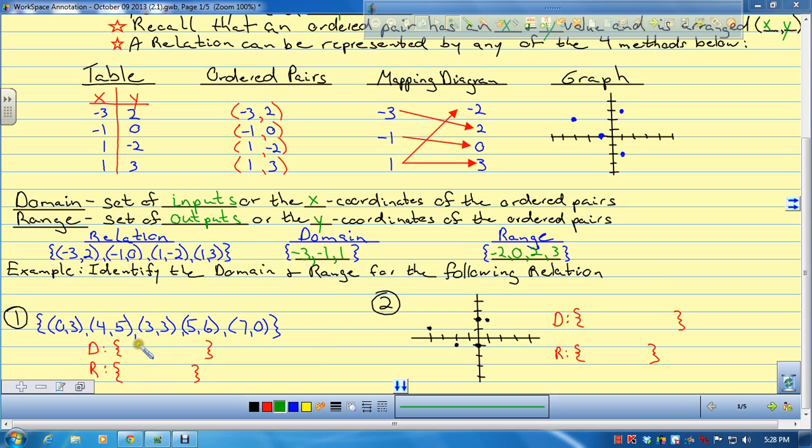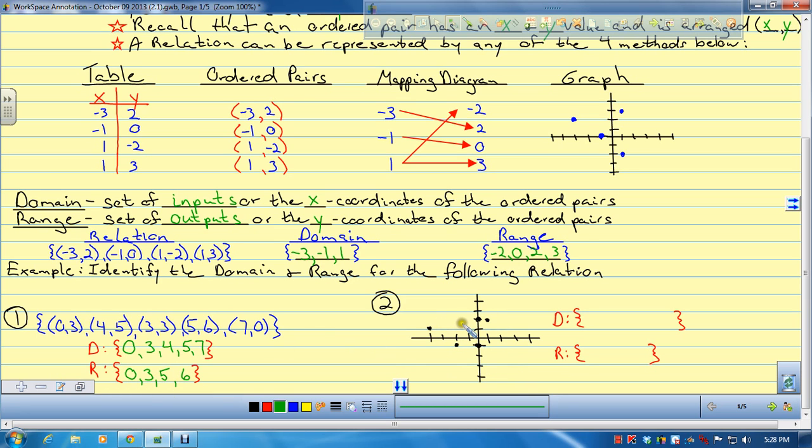Okay, now that you've come back, I would like to go through real quick the domain and the range. The domain for these in numerical order would be 0, 3, 4, 5, and 7. Again, those are all of my x values. And the range would be 0, 3, 5, and 6. And those were the y values.